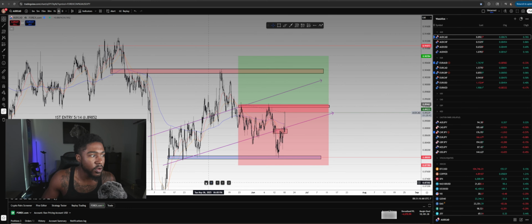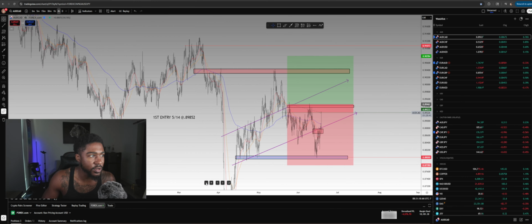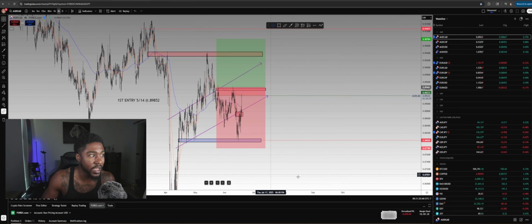I don't need to be in multiple Australian trades right now because Australian's not looking very strong anyways. I don't have a strong enough bias to keep holding this trade. So in this case, we're going to exit it at a break even and leave it at that.